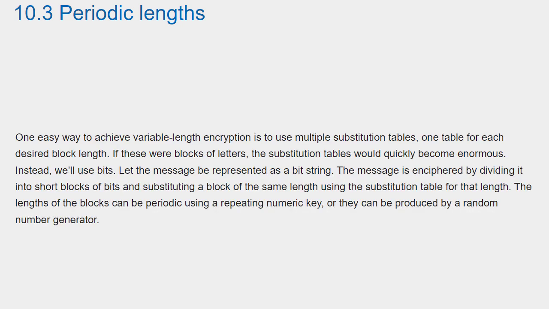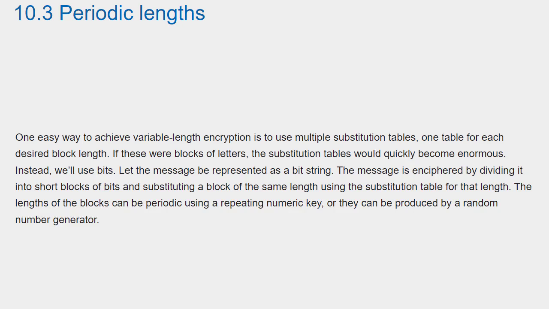Section 10.3. Periodic lengths. One easy way to achieve variable length encryption is to use multiple substitution tables, one table for each desired block length. If these were blocks of letters, the substitution tables would quickly become enormous. Instead, we'll use bits. Let the message be represented as a bit string. The message is enciphered by dividing it into short blocks of bits and substituting a block of the same length using the substitution table for that length.